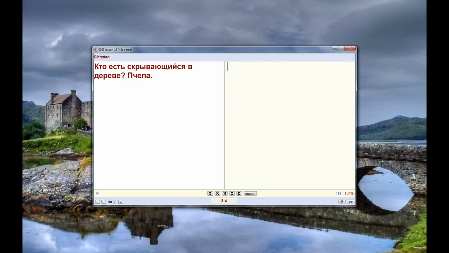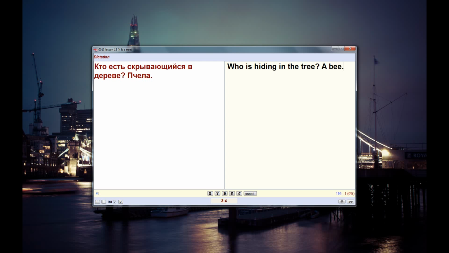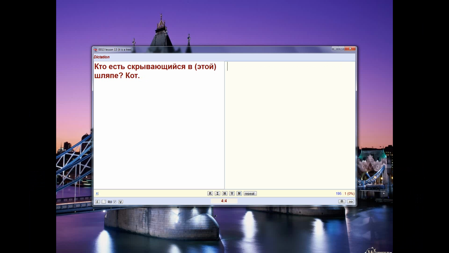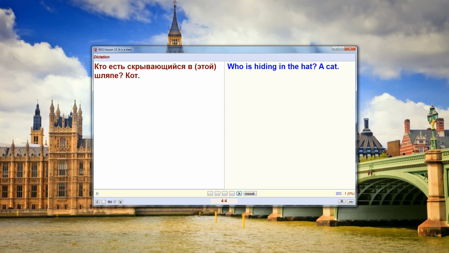Who is hiding in the tree? A bee. Who is hiding in the hat? A cat.